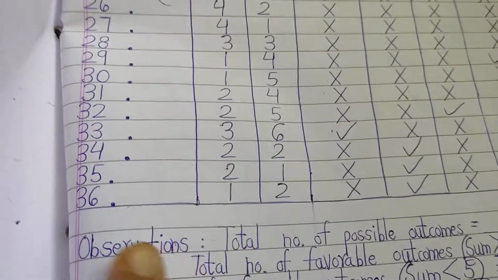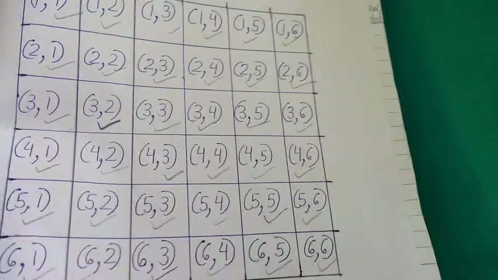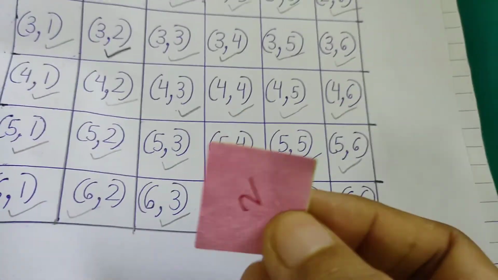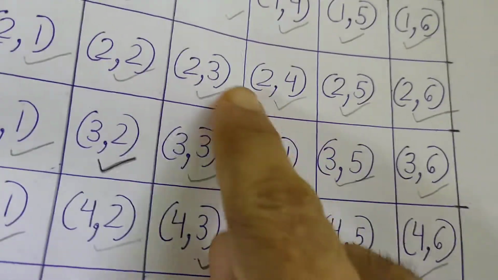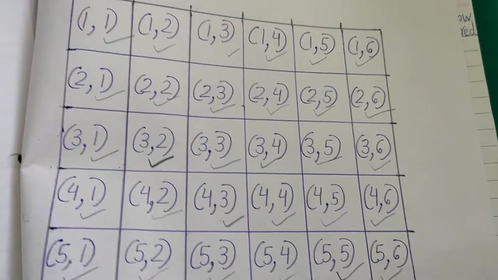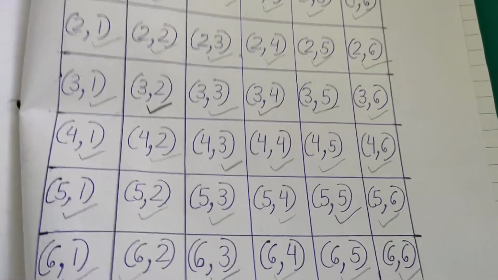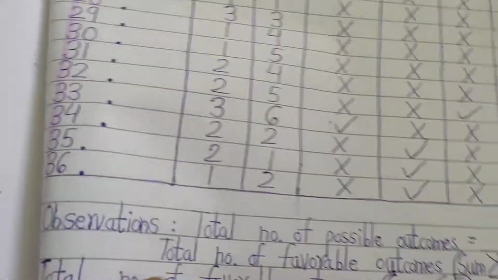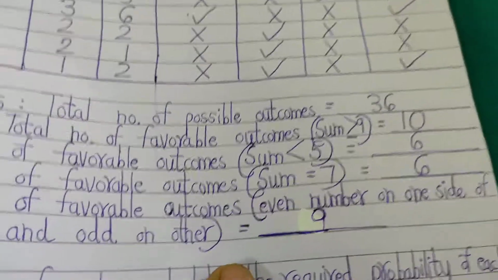In the same way you will complete all this till 36 entries. As I told you, you will have 36 squares. Suppose I have got this 2 3, you can tick mark on 2 3, and like this just go on ticking after you select each square, and then the table will be over. After that you have to find the probabilities of all these events. What is the first one? Already the table has been provided to you. The total number of possible outcomes is 36.